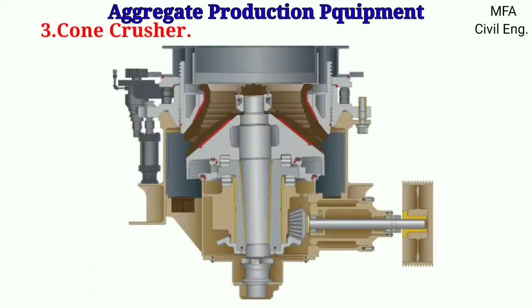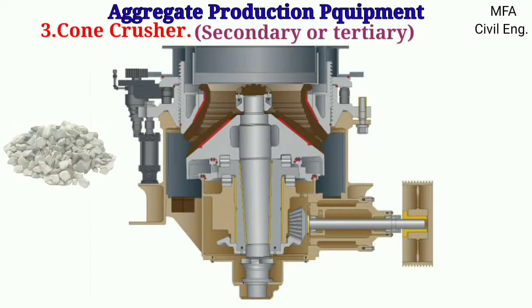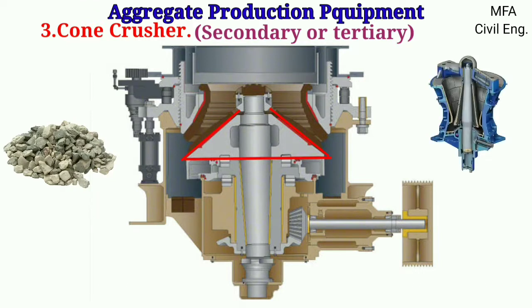Cone crushers are used as secondary or tertiary crushers. These crushers are capable of producing a large quantity of uniformly fine crushed stone. It has a shorter cone with a smaller inlet and outlet opening as compared to the gyratory crusher.